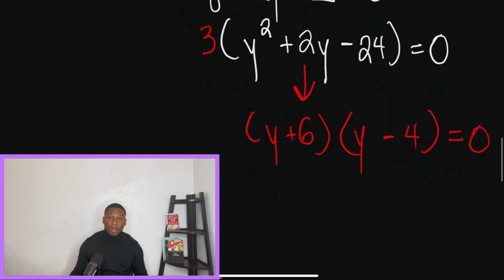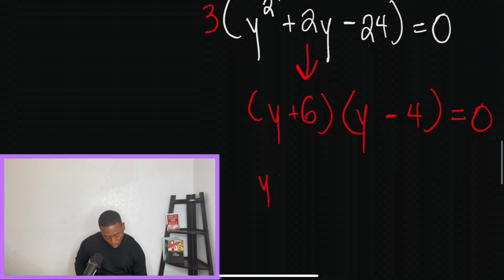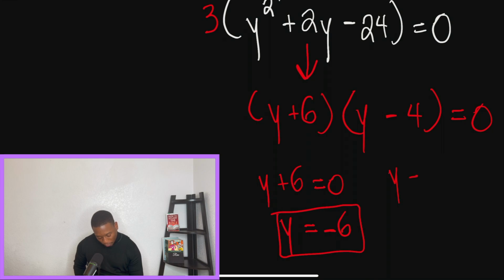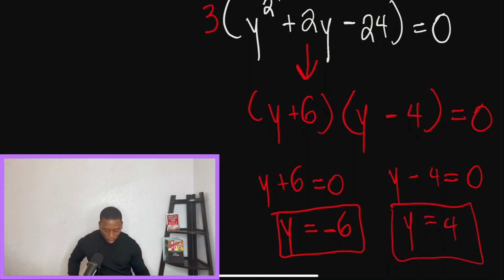All right, so now we solve, and we have to set both of these factors equal to 0. So once we do that, we'll have y is equal to negative 6, and we'll have y is equal to positive 4. So we factored it out now. We've done all the steps we need to get our answer.